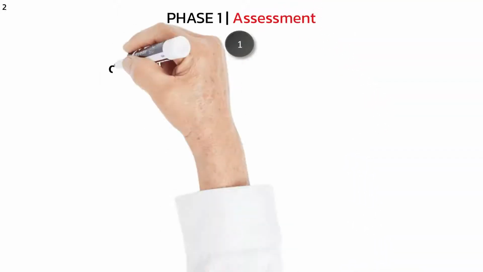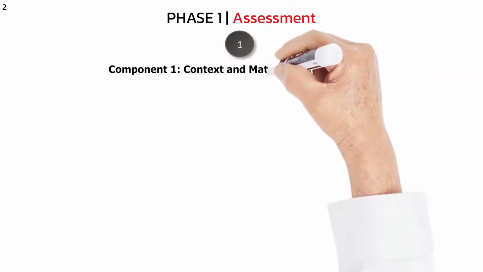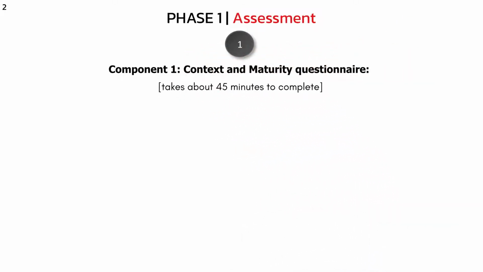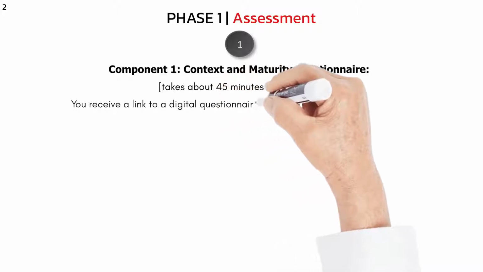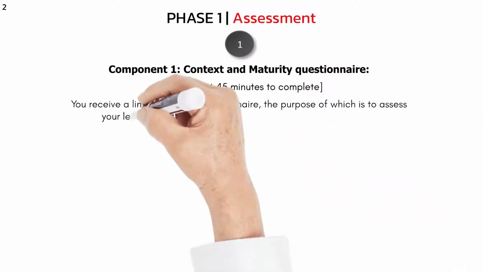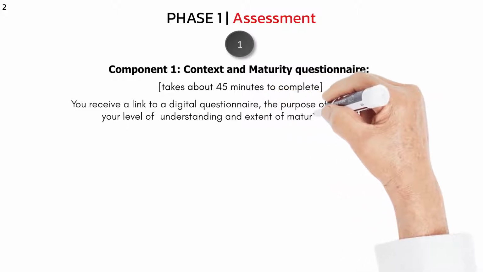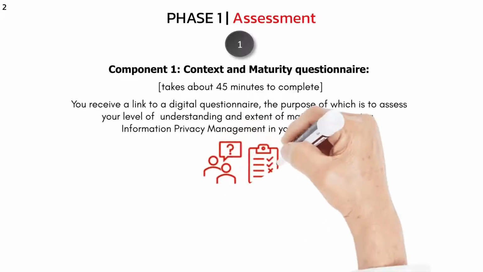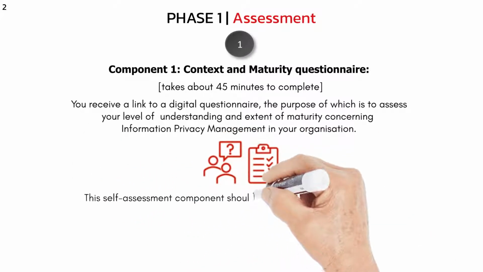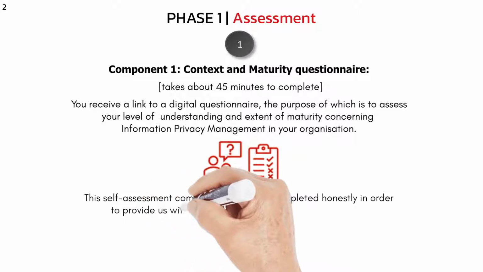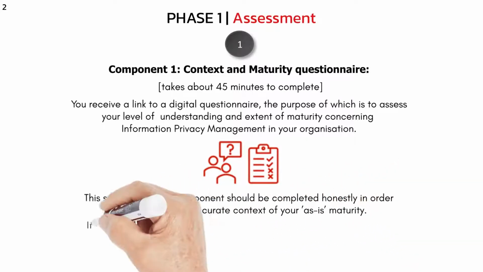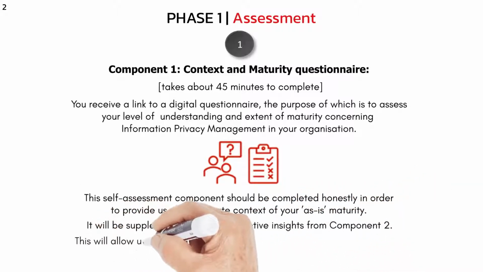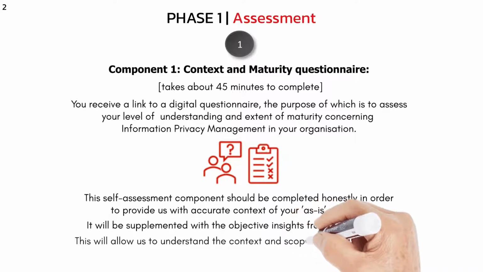Phase 1, Assessment. Component 1, Context and Maturity Questionnaire, takes about 45 minutes to complete. You receive a link to a digital questionnaire, the purpose of which is to assess our level of understanding and extent of maturity concerning information privacy management in your organization. This self-assessment component should be completed honestly, in order to provide us with accurate context of your as-is maturity. It will be supplemented with the objective insights from Component 2. This will allow us to understand the context and scope of your organization.